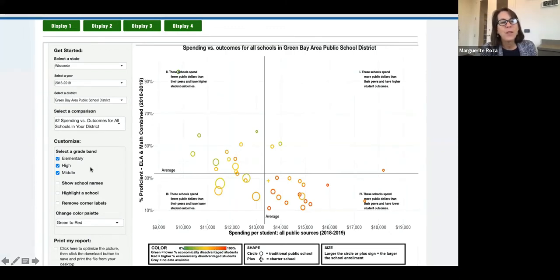And what you can do is customize it to say, I only want to look at elementary, middle, or high, or I want to look at all the schools in this district. So this is just the schools in one district.